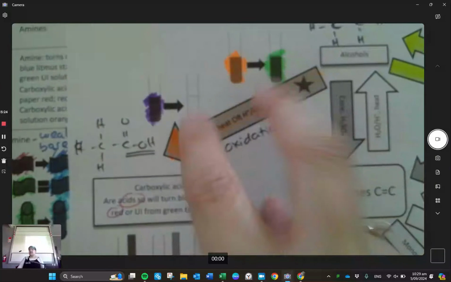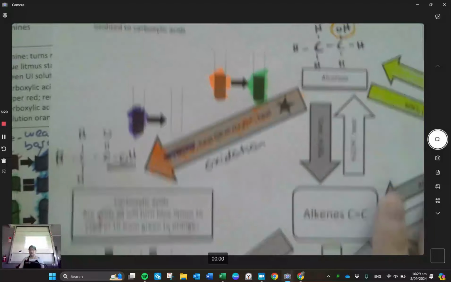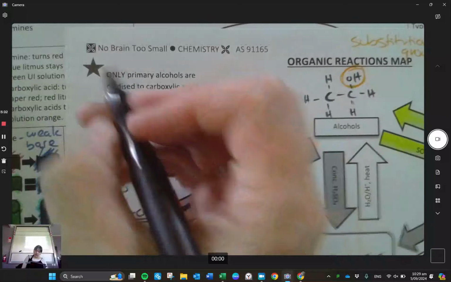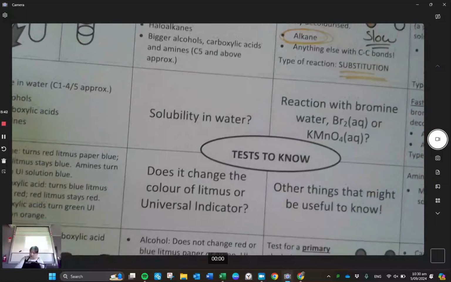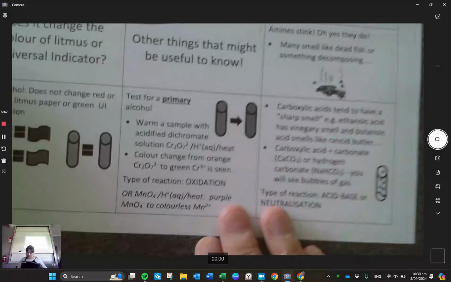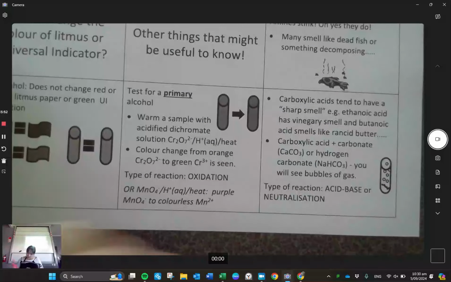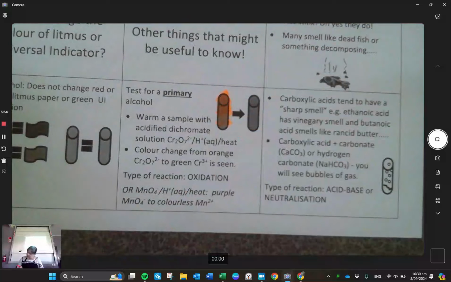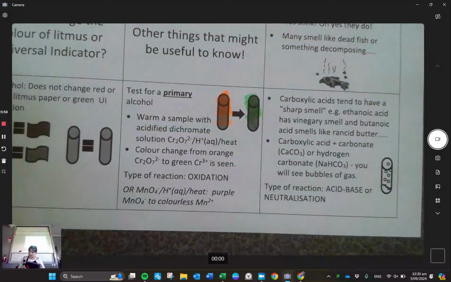Also means that this is the identification test for alcohols. Now remember, it only works with the primary alcohols. Only primary. And then if we're looking at our reaction tests, primary alcohols, here you go. So primary alcohols, it will turn from orange to green. Or if we're using permanganate, it will turn from purple to colorless.